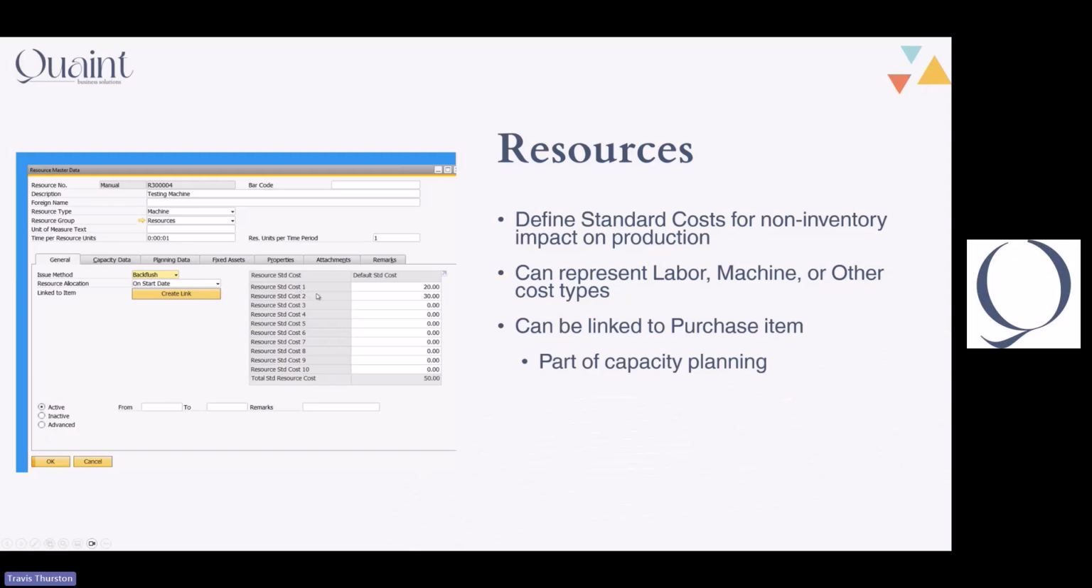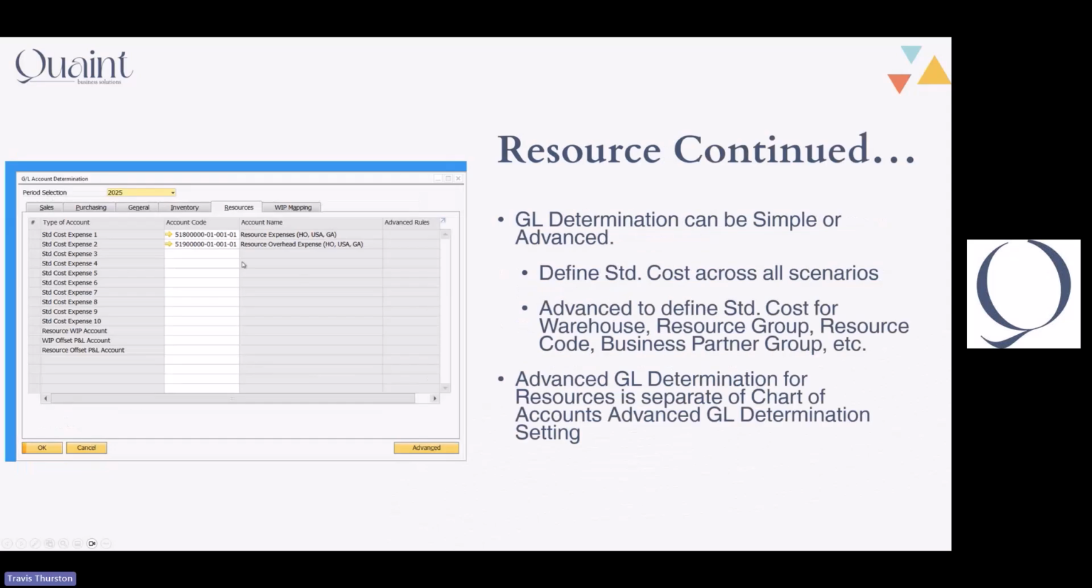In your standard cost setups, you have up to 10 different standard costs that you can define per resource. So if there are multiple types of costs that you're trying to capture with that resource, you can define them here. And then this also ties into our GL account determination for resources. So you have a couple of different options on setting up your resource GL determination.